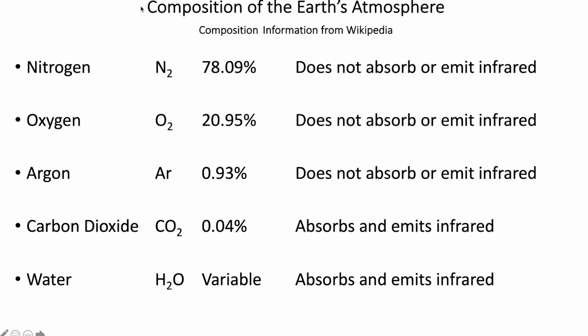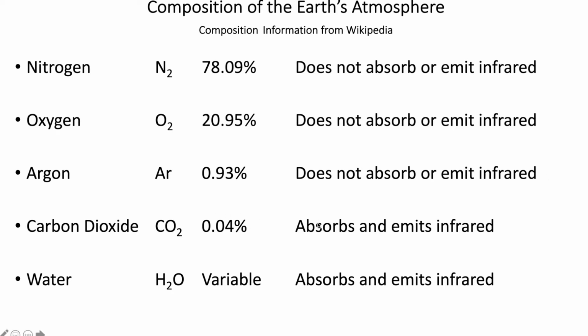Let's look at the composition of the Earth's atmosphere. This information is from Wikipedia, but it's in line with other sources as well. We've got nitrogen. It does not absorb or emit infrared radiation, but it's about 78% of the atmosphere. Oxygen is about 21%. It also does not absorb or emit infrared. Argon is roughly 1%. It does not absorb or emit infrared. So the normal atmosphere is not greenhouse gases.